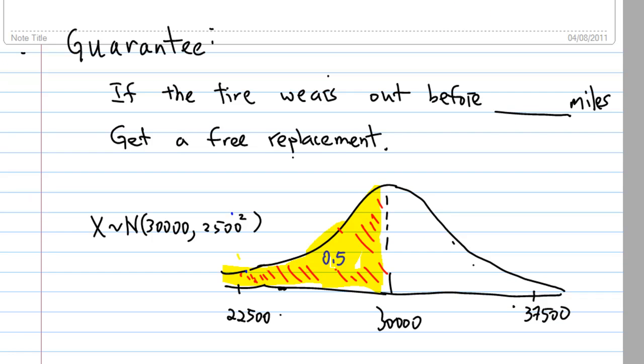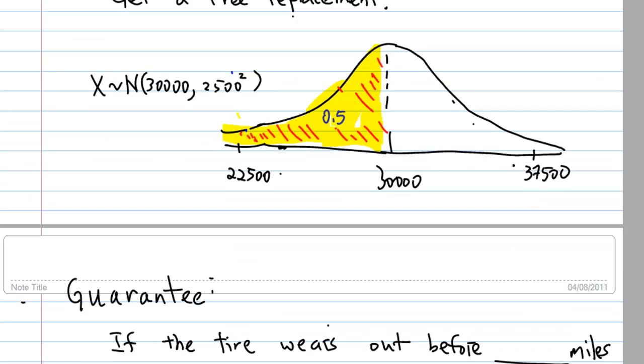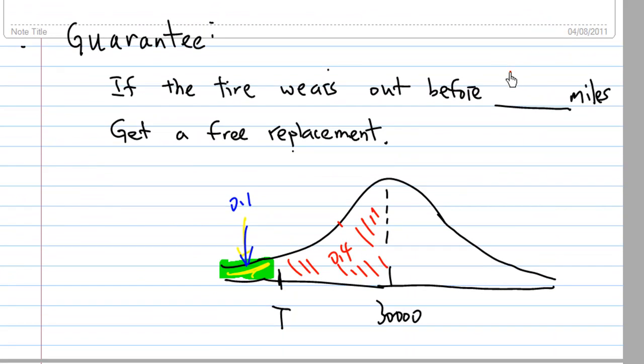How about if we reduce it to, let's say, 30,000 miles for a free replacement? Now if we put 30,000 miles, you'll see from the graph below that 50% of the tires will wear out before 30,000. So this is not very good, because half of the customers will get a free replacement. So how should we find the T, so that you are only willing to replace 10% of the tires?